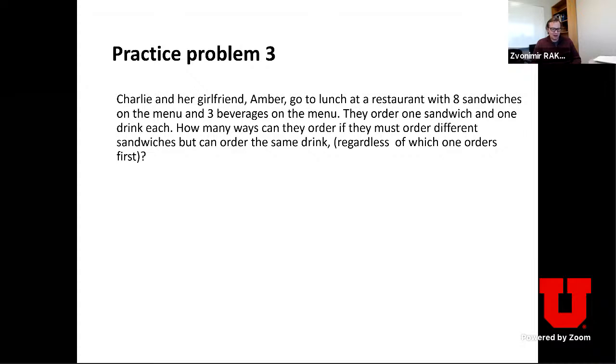Charlie and her girlfriend Amber go to lunch at the restaurant that serves 8 sandwiches on the menu and 3 beverages on the menu. They order 1 sandwich and 1 drink each, and you have to calculate in how many different ways can they make their order, if they must order a different sandwich, but they can order the same drink. An important piece of information here is also that we don't care which one of them orders first. So that tells you that the order does not matter for this problem.